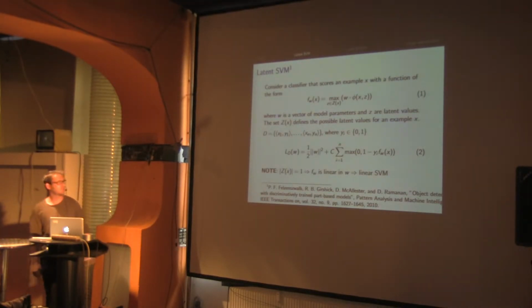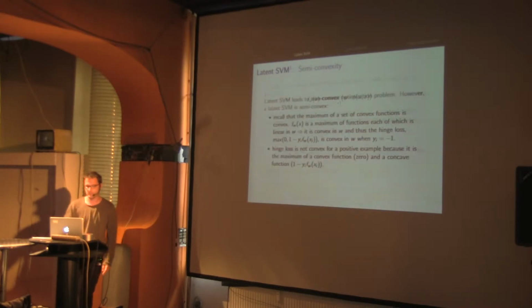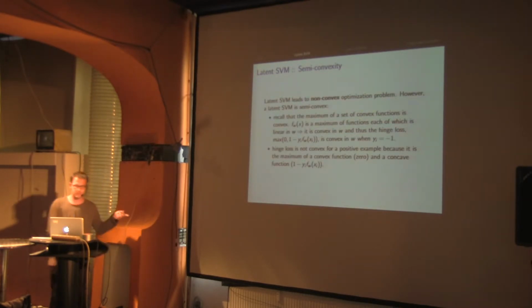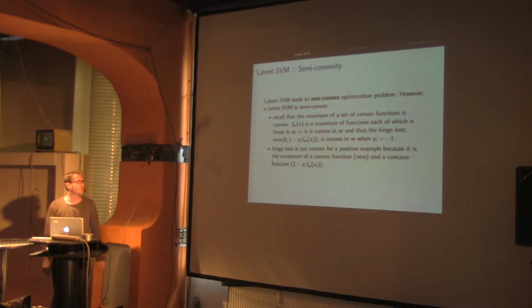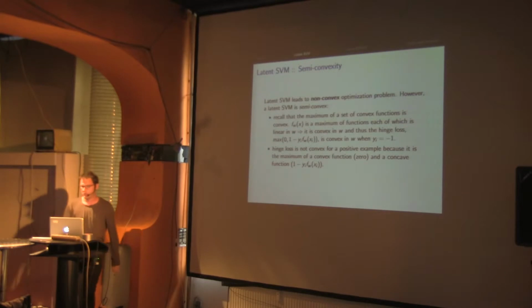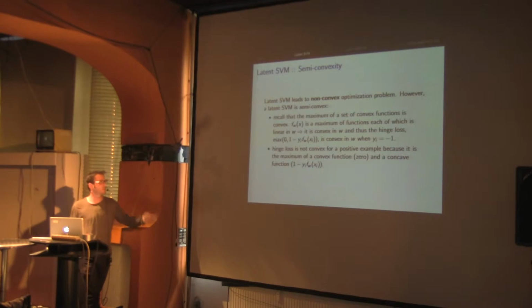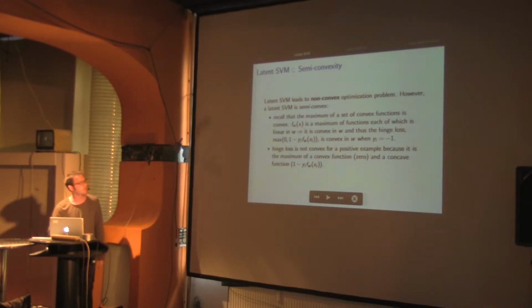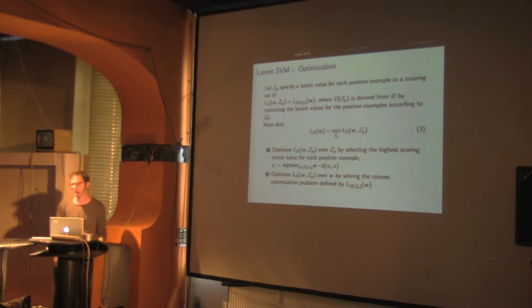Note that if you narrow down the size of your latent label set, it's basically just a linear SVM. Why is it semi-convex? In the binary problem, if it's the negative labeling, then it's all good, it's going to be a convex problem. But as soon as you have the positive labelings, this function is going to become concave, and then you're going to have to do some tricks, and those tricks are done in different ways.